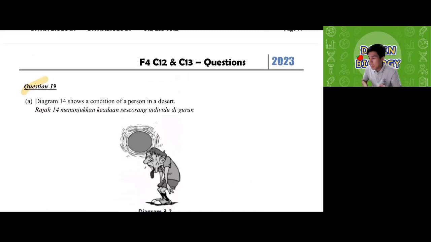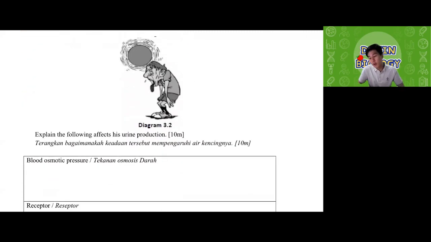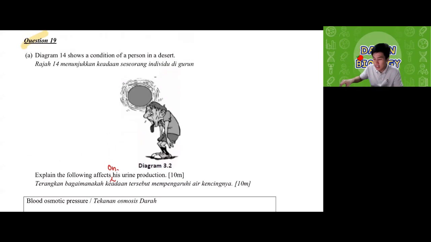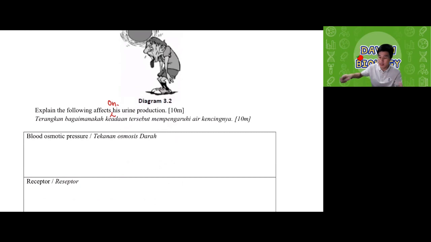Okay, come. 98. Explain the following effects on his urine production. So guys, this is again a guy in the desert. So just now, if your desert is very hot, how does it affect your urine production? Now, 10 marks, right? So you got to explain the whole entire process.